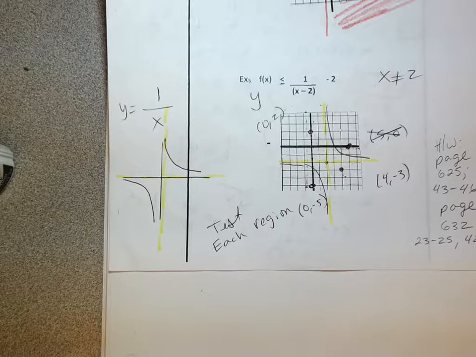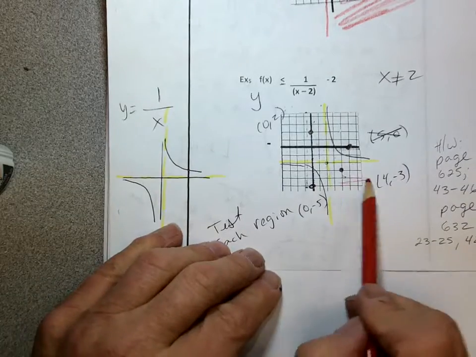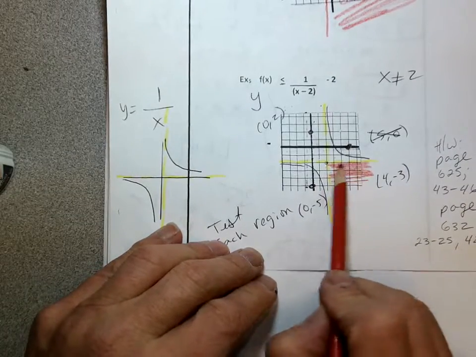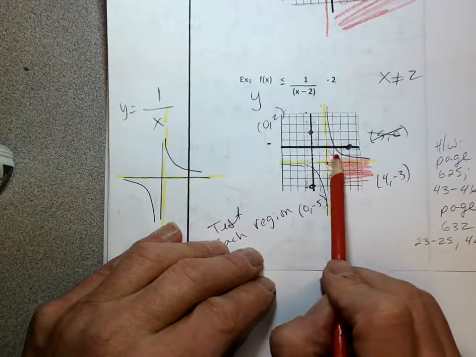Okay, let me keep going with this. Let's test another region. Probably this one. Do we think this might work, because it's less than? Let's give it a try. So 4 goes there, negative 3 goes there. I've got 1/2 minus 2, which is negative 1.5. Is that greater than negative 3? Yeah. So that means I do want to shade this region in here. I'm below my curve, so I'm shading below there.